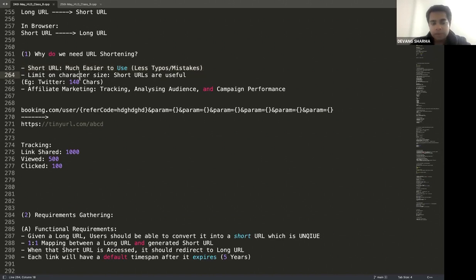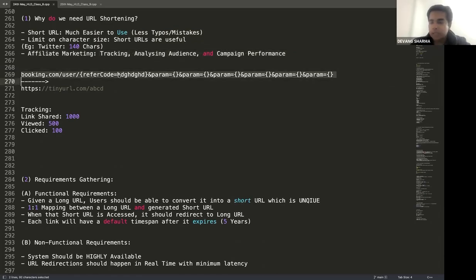Second, on some platforms, they have a limit on character size. For example, on Twitter, if there's a limit on character size, then we can generate a short URL for it. Third, it's very important in terms of affiliate marketing, because if you share a big link with someone, nobody's going to click on it. So you share a small link, which can help you with analyzing the audience, the tracking, the campaign performance, etc.